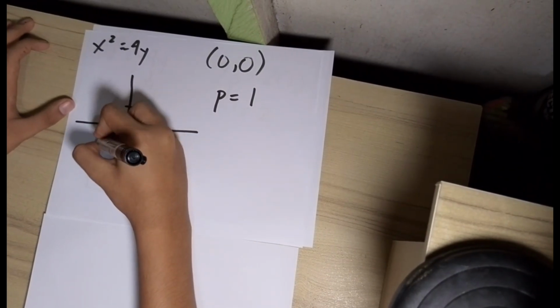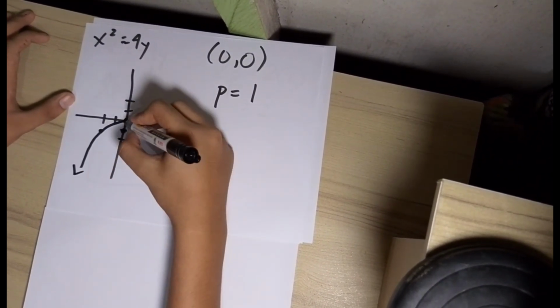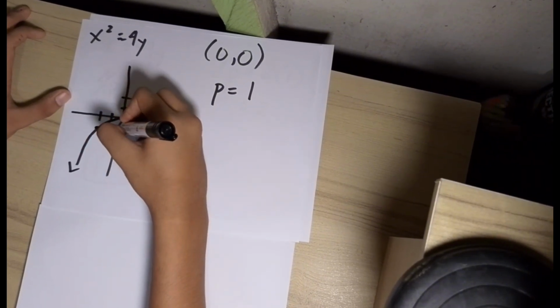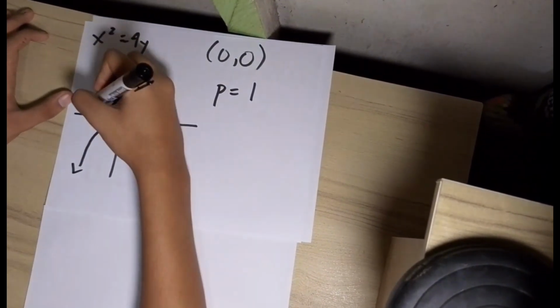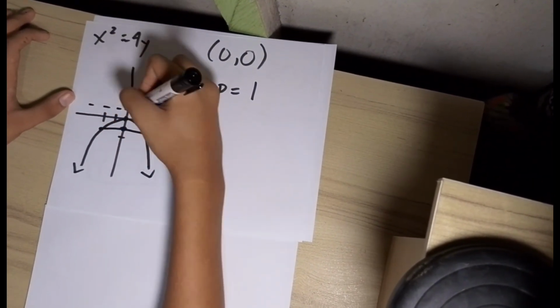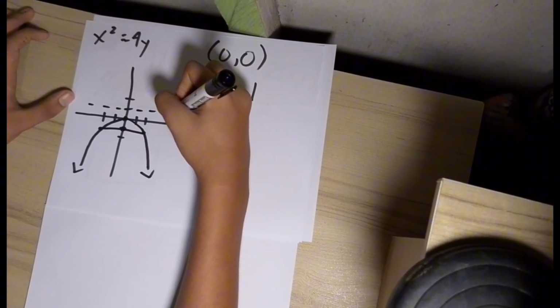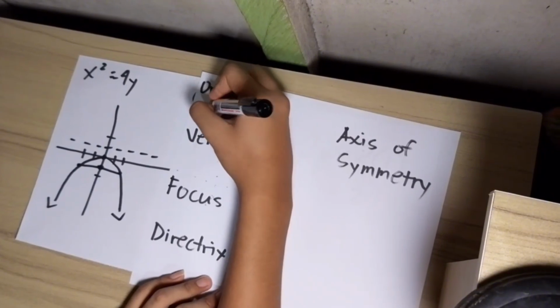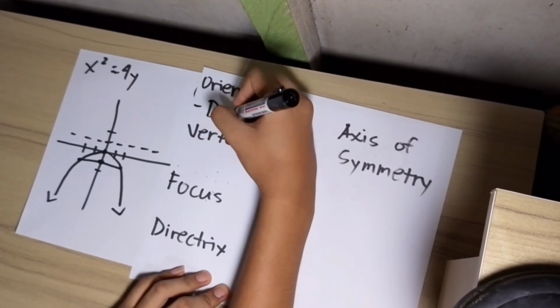The distance of the vertex to the directrix is congruent to the distance of the vertex to the focus. For the directrix, we will draw broken lines parallel to the latus rectum. Now that we have all the information that we need for our graph, let's define what these things are.